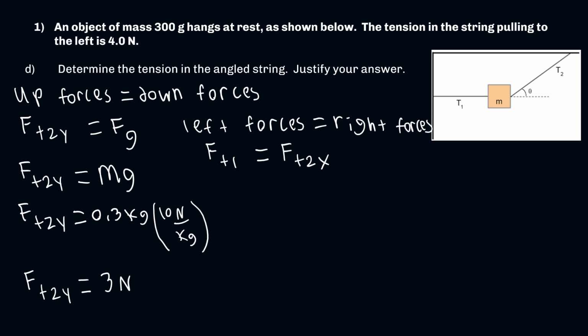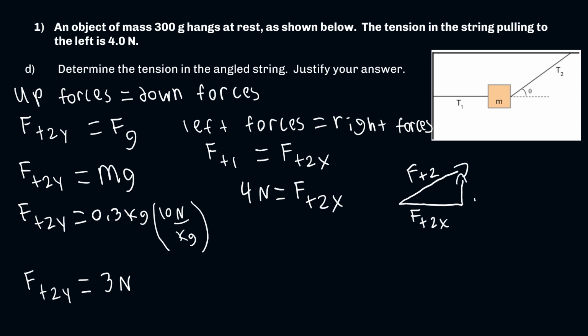So ft2y is 3 newtons, and left forces equal right forces. This one's pretty easy. They tell me that the string is pulling to the left with 4 newtons. That's going to be ft1. So 4 newtons equals ft2x. So essentially right now, we want to find ft2. That's going to be at an angle. And we found here ft2x, and we found ft2y.